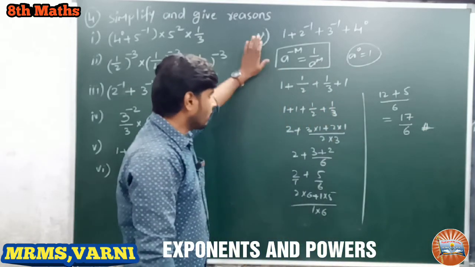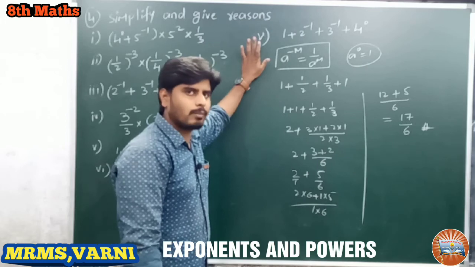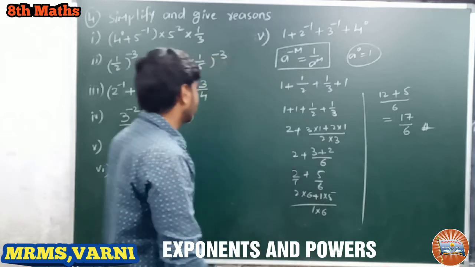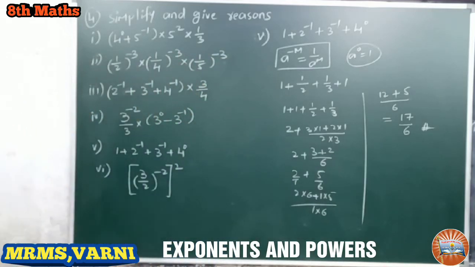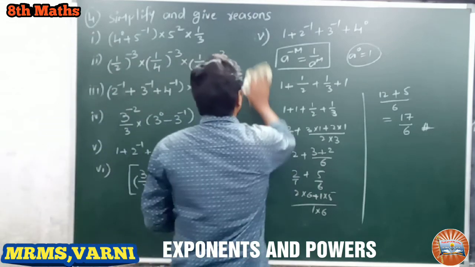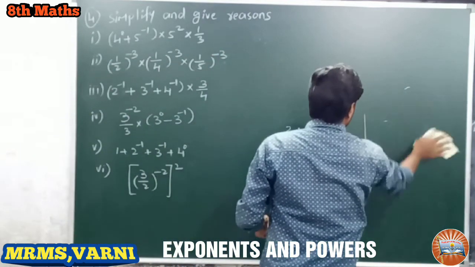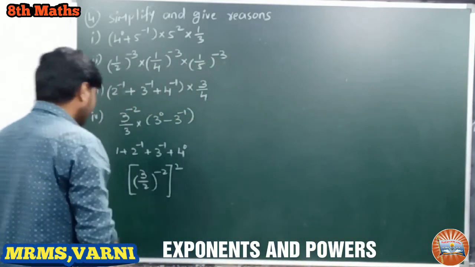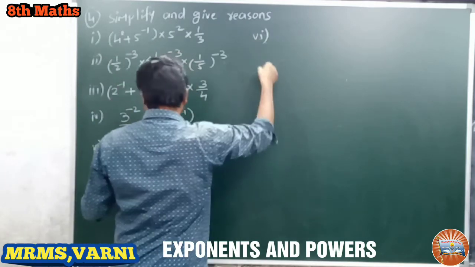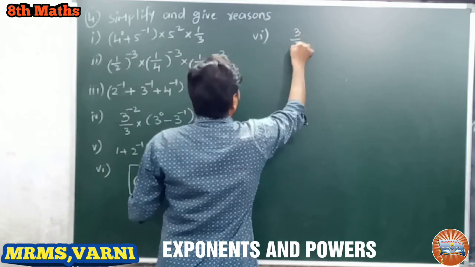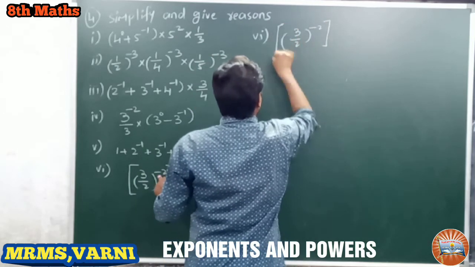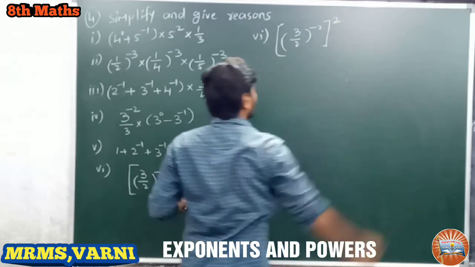Okay, so I am giving lengthy solutions, but it gives very clarity. Okay, right. Next, last one in this question. Sixth one: 3 by 2 whole power minus 2 whole power 2.